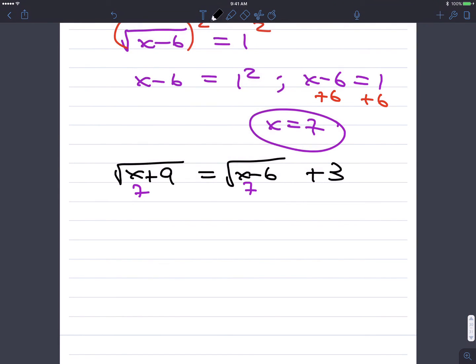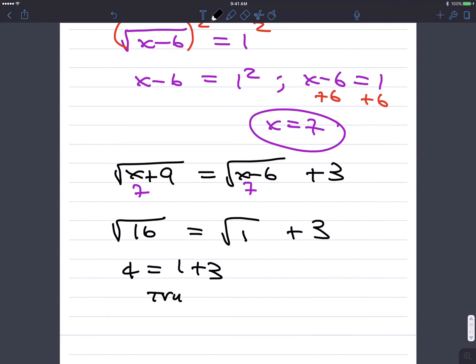We end up getting the square root of 7 plus 9, and that's 16, and the square root of 7 minus 6, which is 1, and that's supposed to be plus 3. 4 is 1 plus 3. This is a true statement. This is 45.